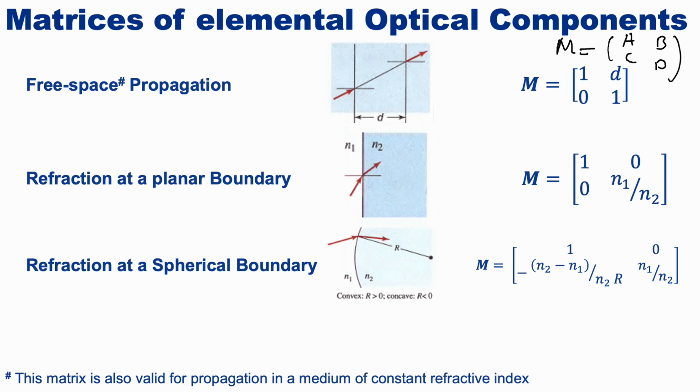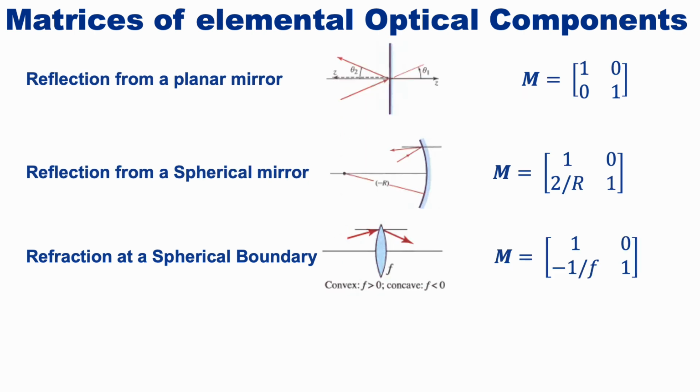We talked about refraction at a spherical boundary in class number 4, where we need to know not only the refractive index but also the curvature of the spherical boundary, and we need to take care of the sign of the radius. The other case is when we have reflection from a planar mirror. In that case we have the identity. Because the angles are exactly the same, we can assume that nothing has happened, even though we know that there is an inversion.